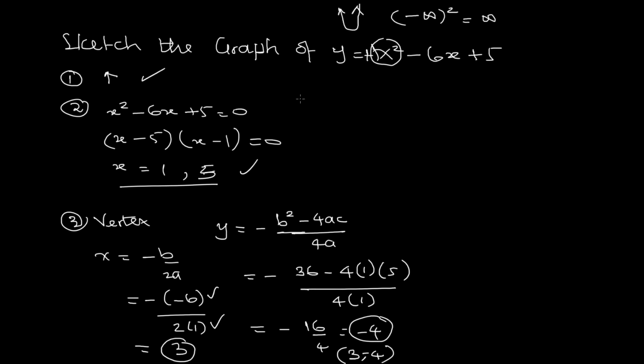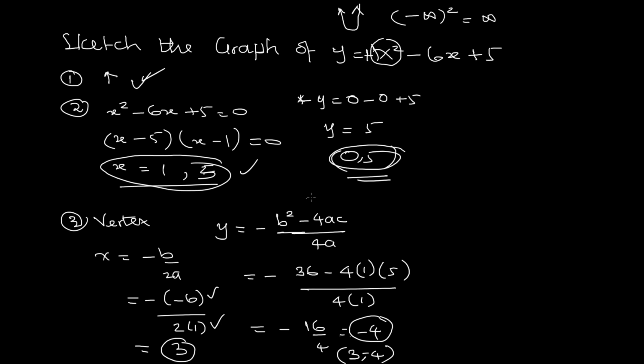And then what's the next thing that we can work out? We're going to work out where x is 0. So y is going to be 0 squared, minus 6 times 0, then plus 5. So y is equal to 5. So at the point where x is 0, the graph crosses the y-axis at coordinate 0, 5. So we have our general direction, we have our vertex, we have our solutions, and then we have this. So now we can graph our thing.